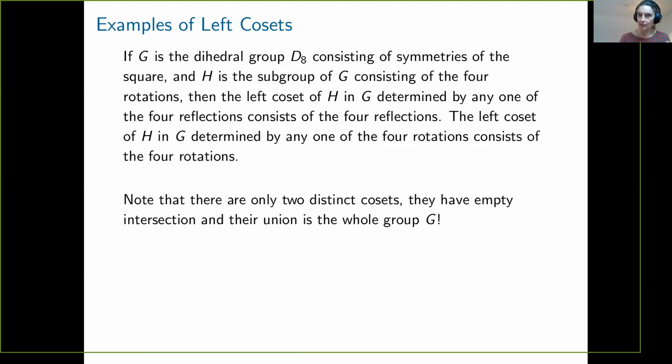I'm not saying that this is completely obvious, but it can be read off from the group table for D8. So we find there are only two distinct cosets. Each of them has 4 elements, which is the order of the subgroup H.